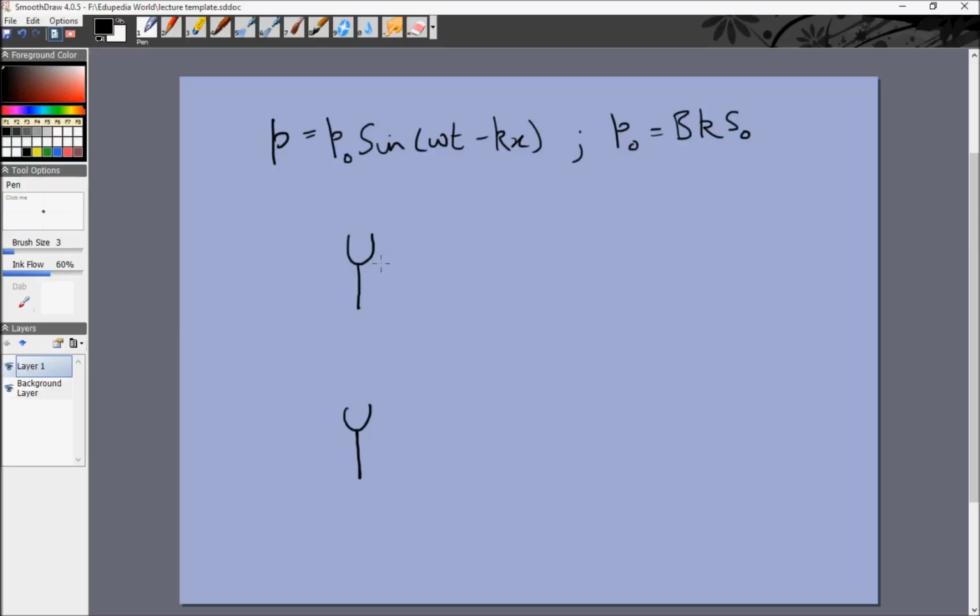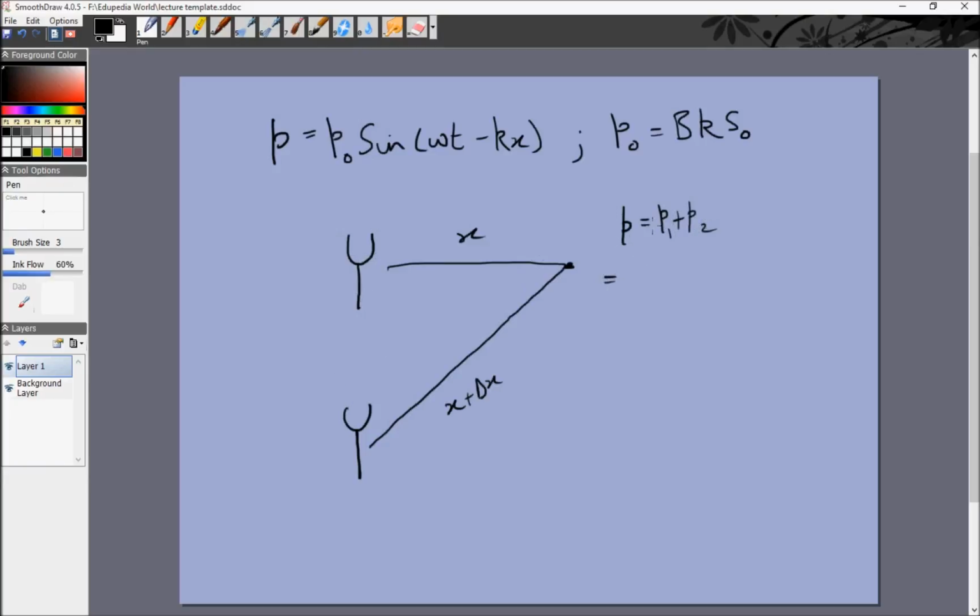So in this case we've taken two tuning forks of the same frequency. They're in the same medium, so the wave velocity will be the same, and we want to study the interference of these two sound waves at a particular point. Let's say this distance is x and this distance is x plus delta x. So the net pressure here will be P1 plus P2, where P1 is the pressure due to the first tuning fork and P2 is the pressure due to the second tuning fork.